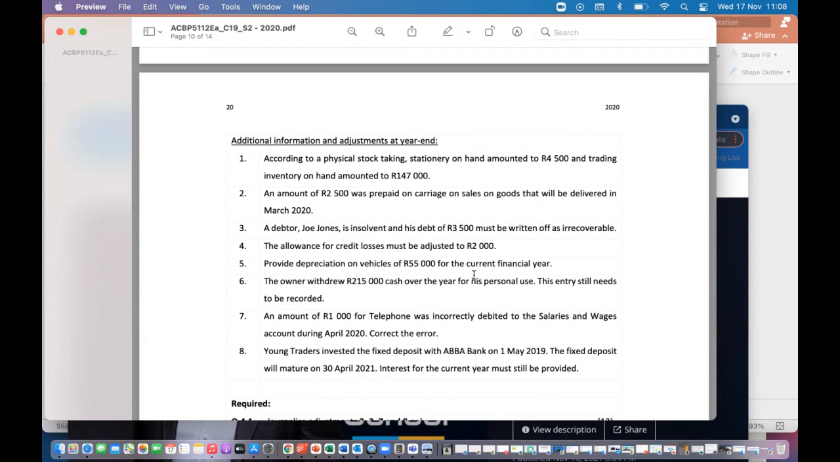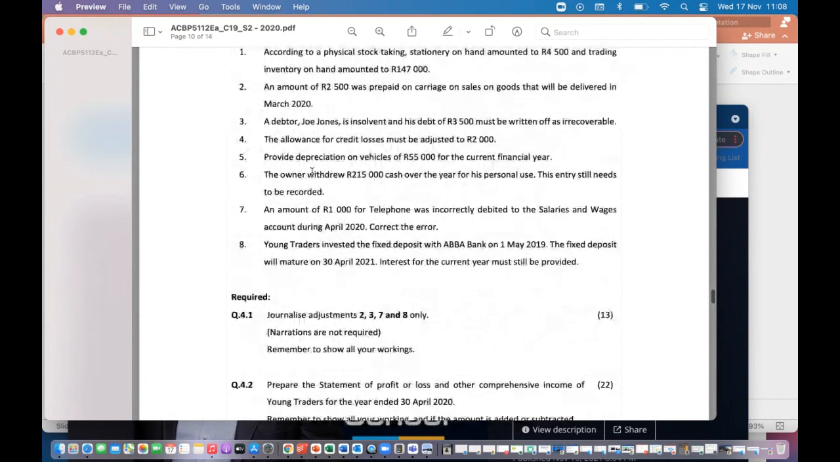And then allowance for credit losses adjustment, we're going to credit that, okay? Because now in this specific scenario, we treat that like an income. So it's going to affect your other income in the profit and loss, okay? And then we have provide depreciation on vehicles 55,000 for the current year. So here they've actually given you the depreciation. They just want you to record it. So it would be 55,000 depreciation debit and then credit allowance for accumulated depreciation 55,000.